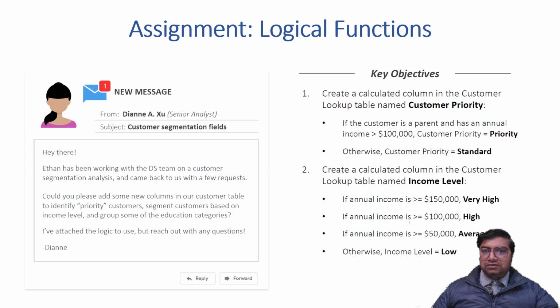First, we need to prepare a customer priority based on income. Customers whose income is greater than 1 lakh would be our priority customers, otherwise all customers would be standard. Another column would be income level, with four categories: very high, high, average, and low. So let's come to the second thing.